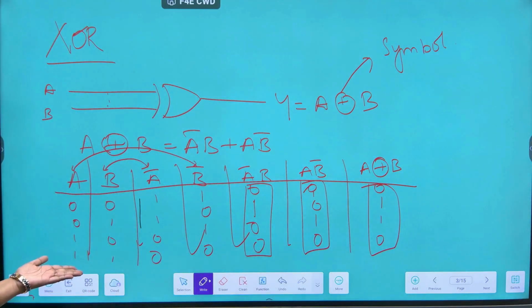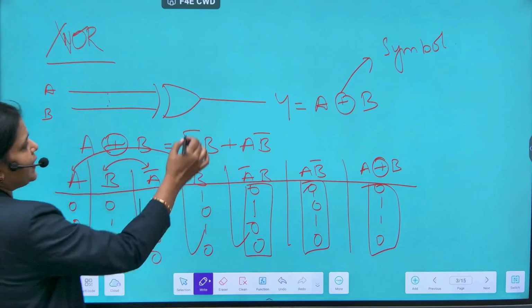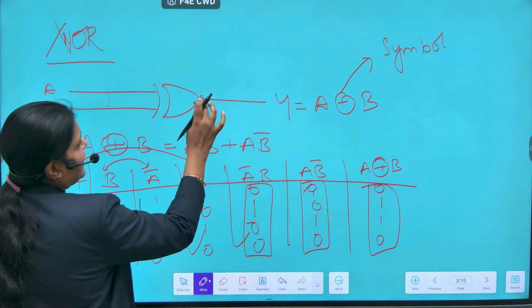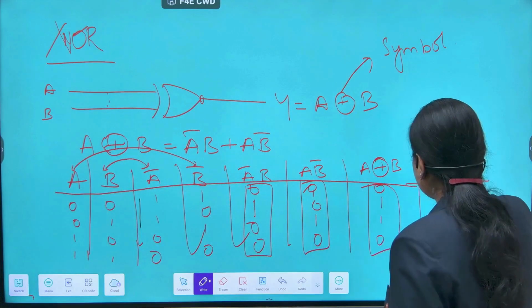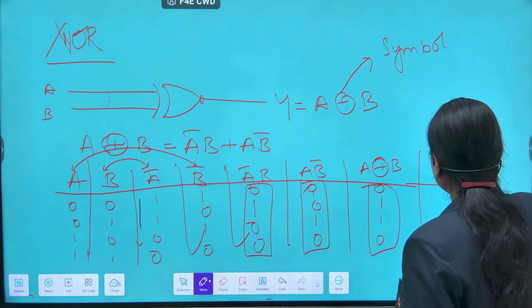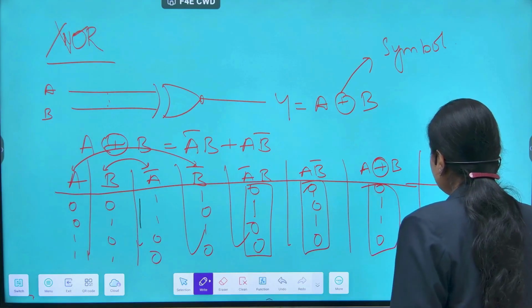So this is about A XOR B. When I want to talk about A XNOR B, then what do I do? I attach a NAND gate to this. So what will the answer be? A XNOR B, that is 1 0 0 1.